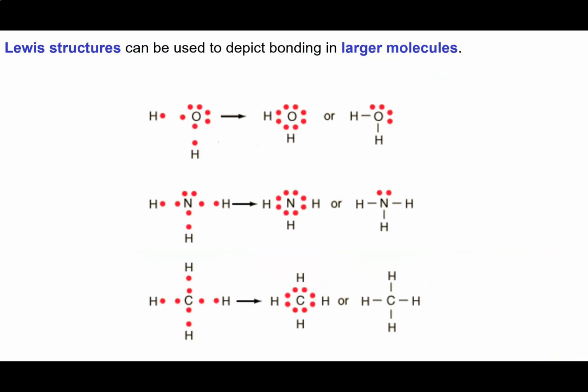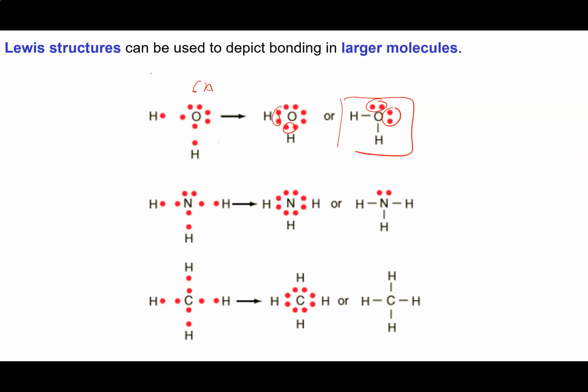Lewis structures can be used to depict bonding in molecules that are bigger than 2 atoms. So here we are showing how a water molecule forms. Hydrogen's in 1A, it's got 1 dot. Oxygen's in group 6A, it's got 6 dots around it, and you can see these unpaired dots come together to form bonds, and that's how we form an H2O water molecule. So in a water molecule we see that there are single bonds from the oxygen to the hydrogens, and the oxygen has 2 lone pairs on it.